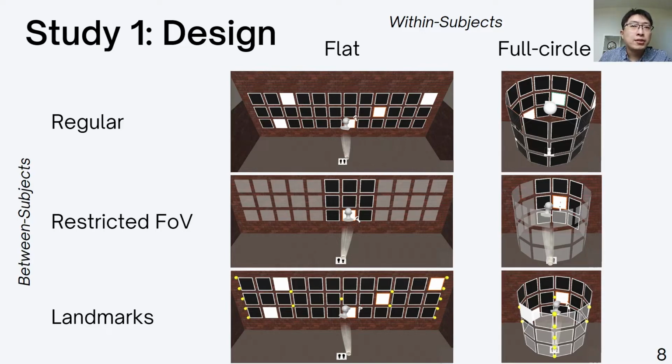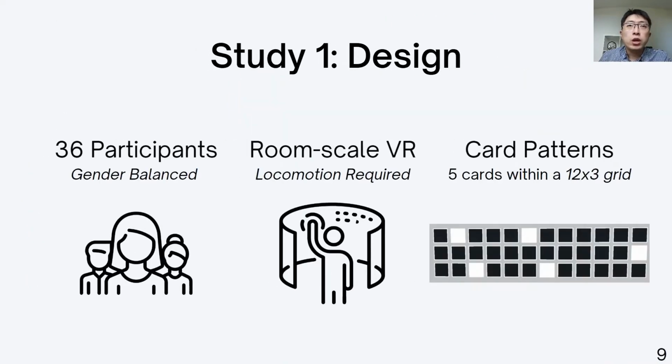As we mentioned earlier, we want to limit participants' exposure to VR and repetitions. So we designed this study as a mixed design with the layout as a within-subjects factor and the visual modifier as a between-subjects factor. In total, we recruited 36 gender-balanced participants. Each visual modifier group had 12 participants.